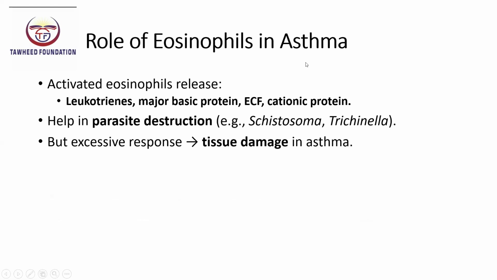Next is the role of eosinophils in asthma. Eosinophils play a key role in the late phase response of asthma. They are recruited to the site of allergen exposure by cytokines and mediators. Activated eosinophils release inflammatory substances such as leukotrienes, major basic protein, eosinophil cationic protein, and eosinophil chemotactic factor. While these mediators help in defending against parasites like Schistosoma and Trichinella, excessive release contributes to tissue damage, mucus plugging, and worsening of asthma symptoms.